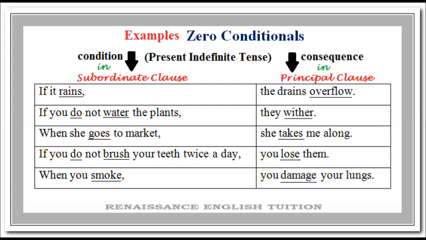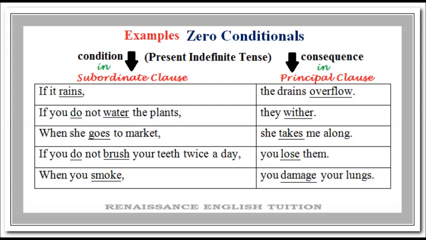If you do not water the plants, they wither. When she goes to market, she takes me along. If you do not brush your teeth twice a day, you lose them. When you smoke, you damage your lungs. See, all these sentences are either general truths or scientific facts. They do not apply to a particular person or thing but are universally applicable.